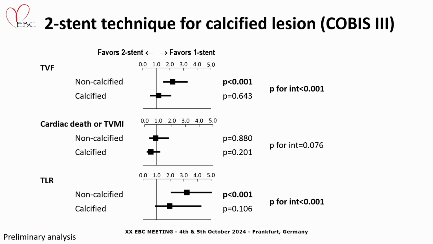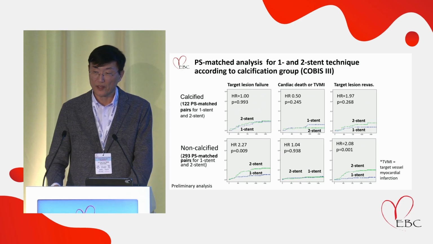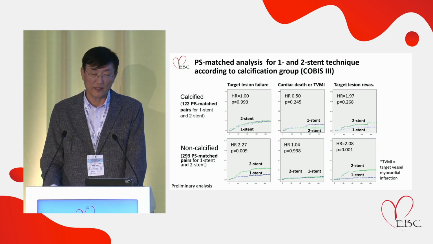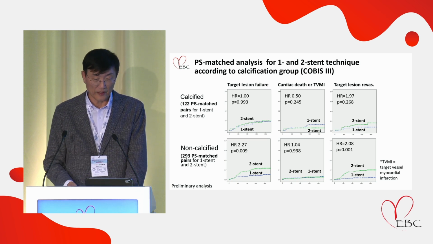So to confirm this finding, I did a propensity match analysis for the one-stent and two-stent techniques in the calcified group and non-calcified group. In the calcified group, you can see the target lesion failure, cardiac death, MI, and target lesion revascularization rates are quite comparable between one-stent and two-stent techniques, and this is not true in the non-calcified lesion. Maybe, as this is a registry, this is hypothesis generating. Maybe the two-stent technique works better in the calcified lesion compared to one-stent in the non-calcified lesion.